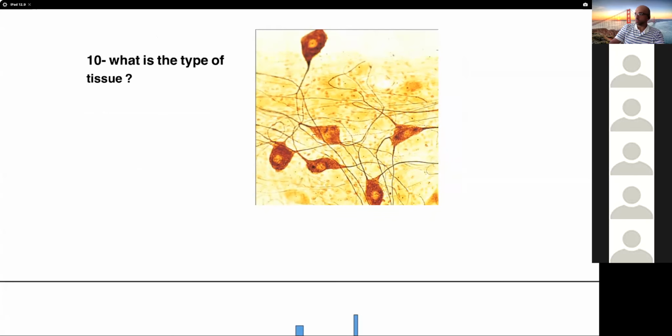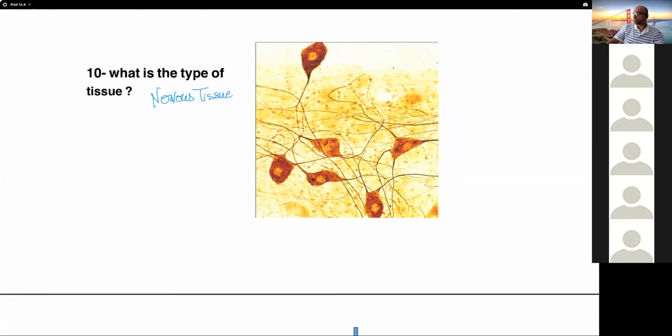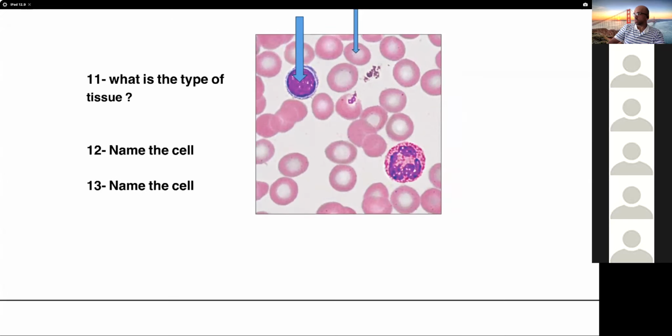Well, this one, can you remind me what this tissue is? What type of tissue is it? It's my nervous tissue, exactly. And how about this one? What type of tissue is this? Blood.